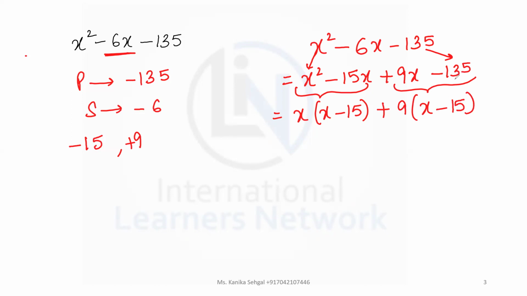So from this 135, if we take 9 outside, we'll be left with 15. In this question, we have taken positive 9 outside. That is why the signs inside the brackets will remain the same. There would not be any changes in the sign. Now these brackets are repeating. We are going to take this common and we'll be left with x plus 9. So x square minus 6x minus 135 can be factorized and written as x minus 15 times x plus 9.